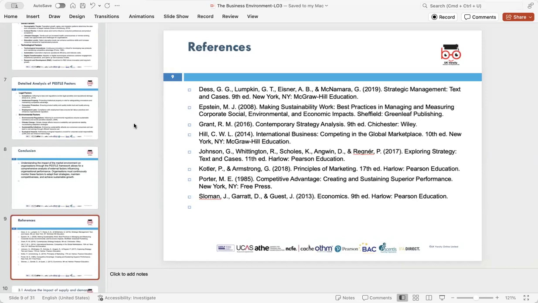Here are some references about the above section. So you can visit your Moodle for further reading, and there are also some books and material available about PESTEL analysis and business environment related books.